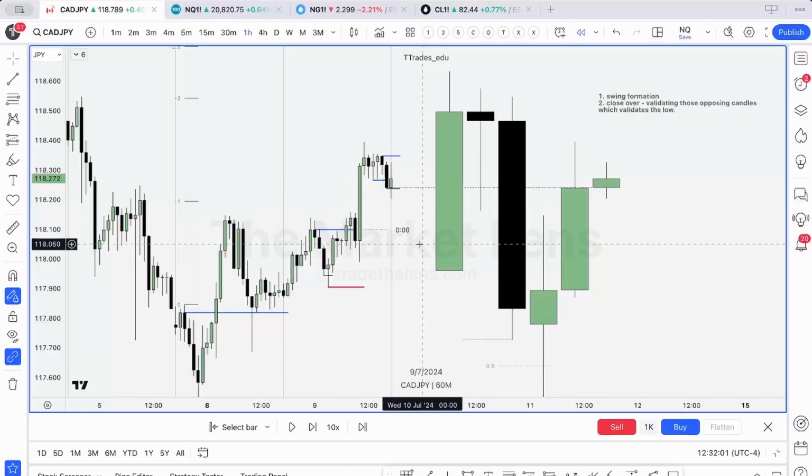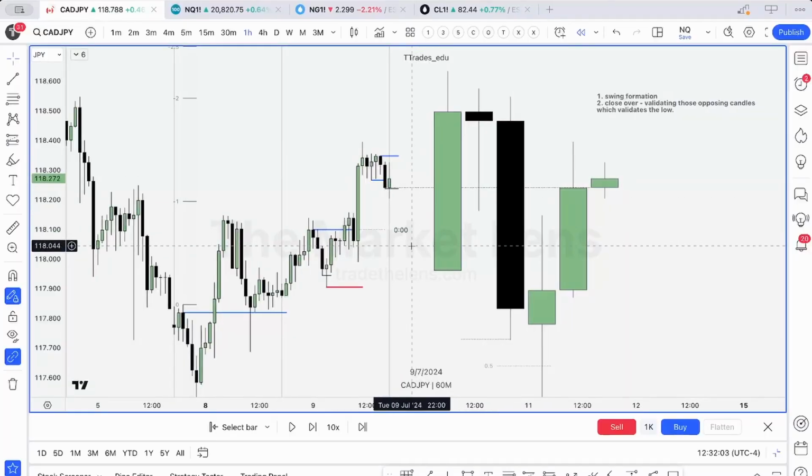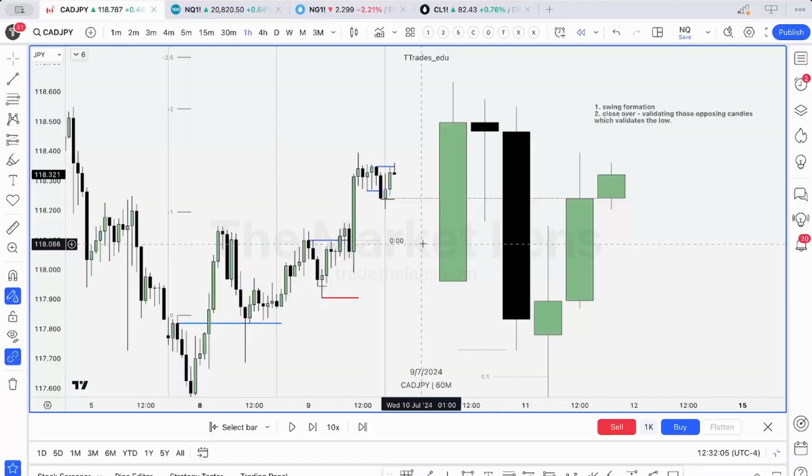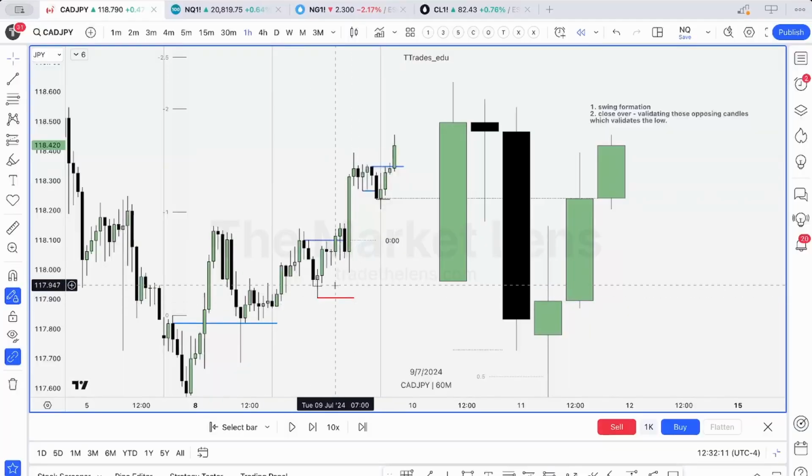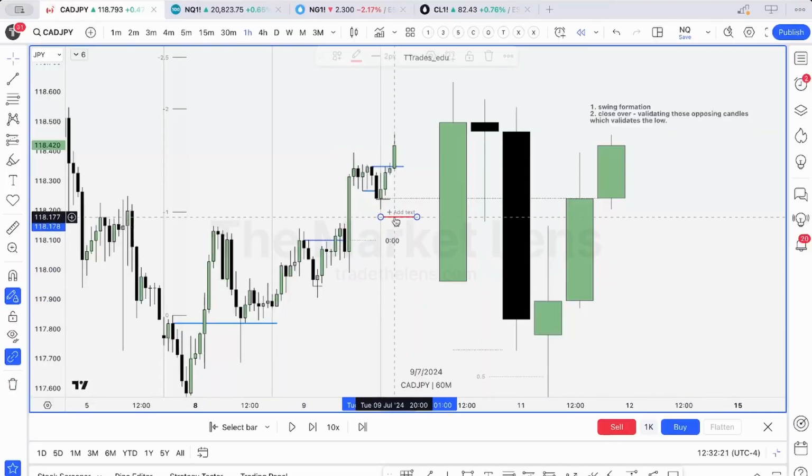So I'll let my Wi-Fi catch up here and see if it does. We haven't closed over it yet, but here we get that close over. So you can see here was the invalidation or low of candle 3, right? Even though it wasn't the low, it's the low we validated. So now we can anticipate this low to hold, right?